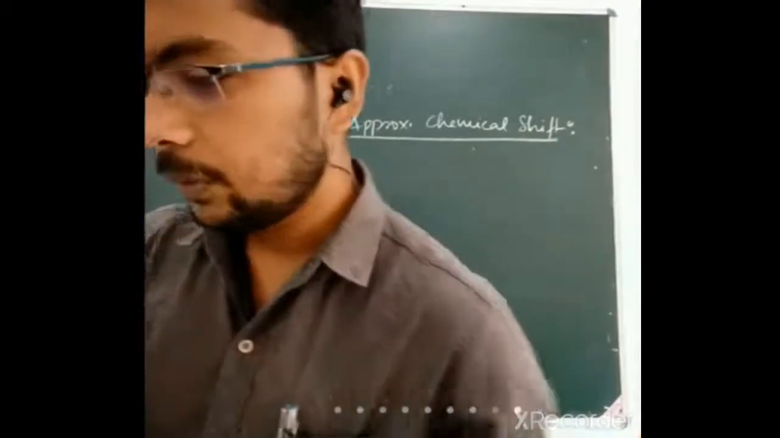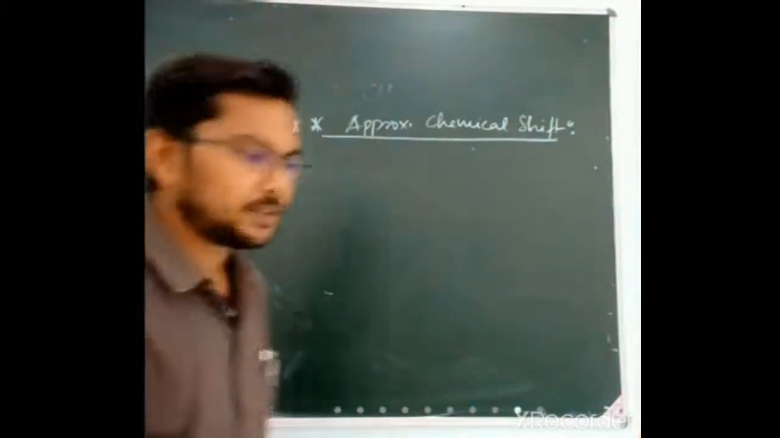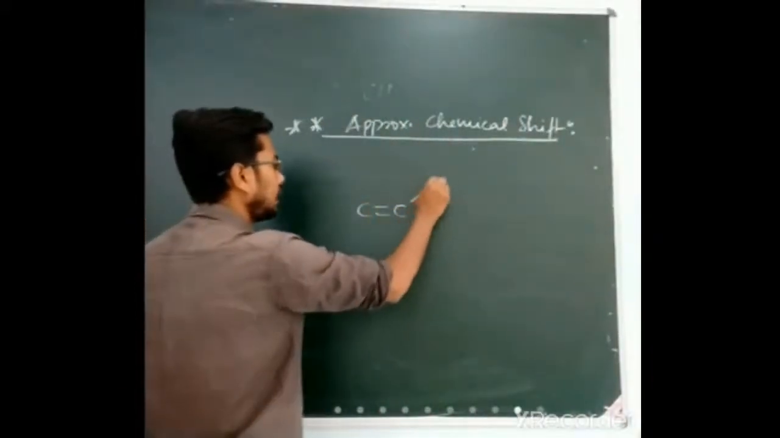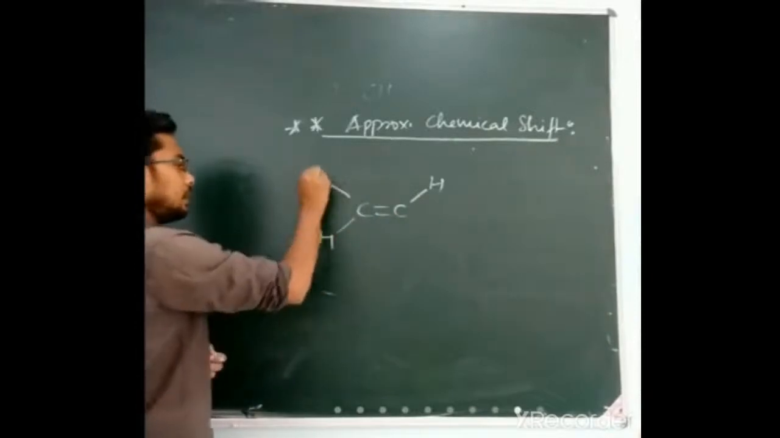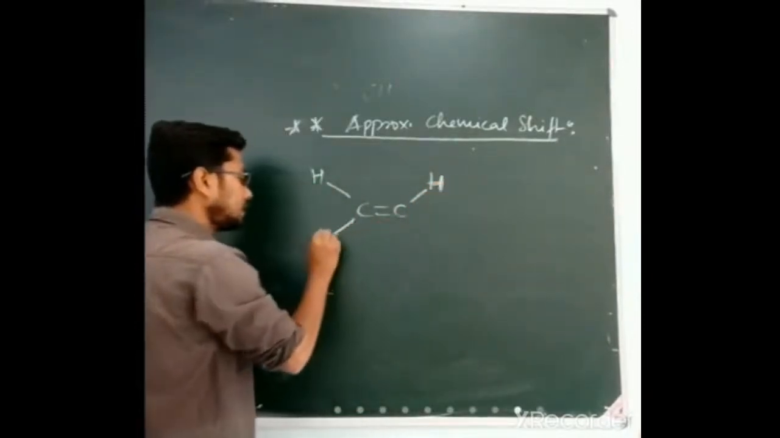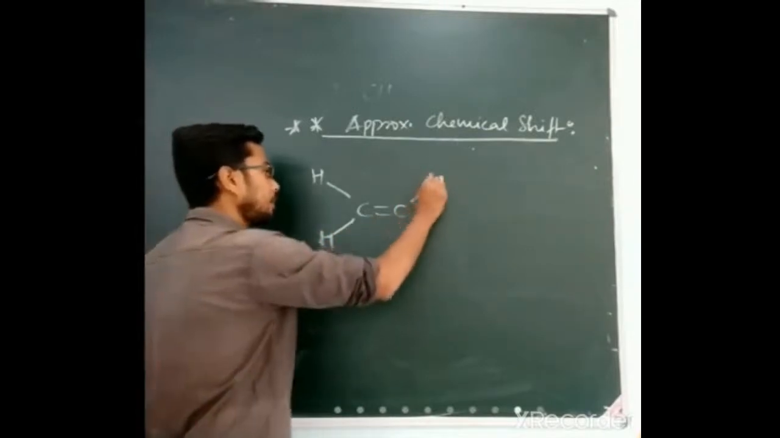Now as I said, we will also study the coupling behavior. Then in case of alkenes, you have C double bond C, you have hydrogen here, hydrogen here, hydrogen here. Now this hydrogen and this hydrogen, what is the relationship?